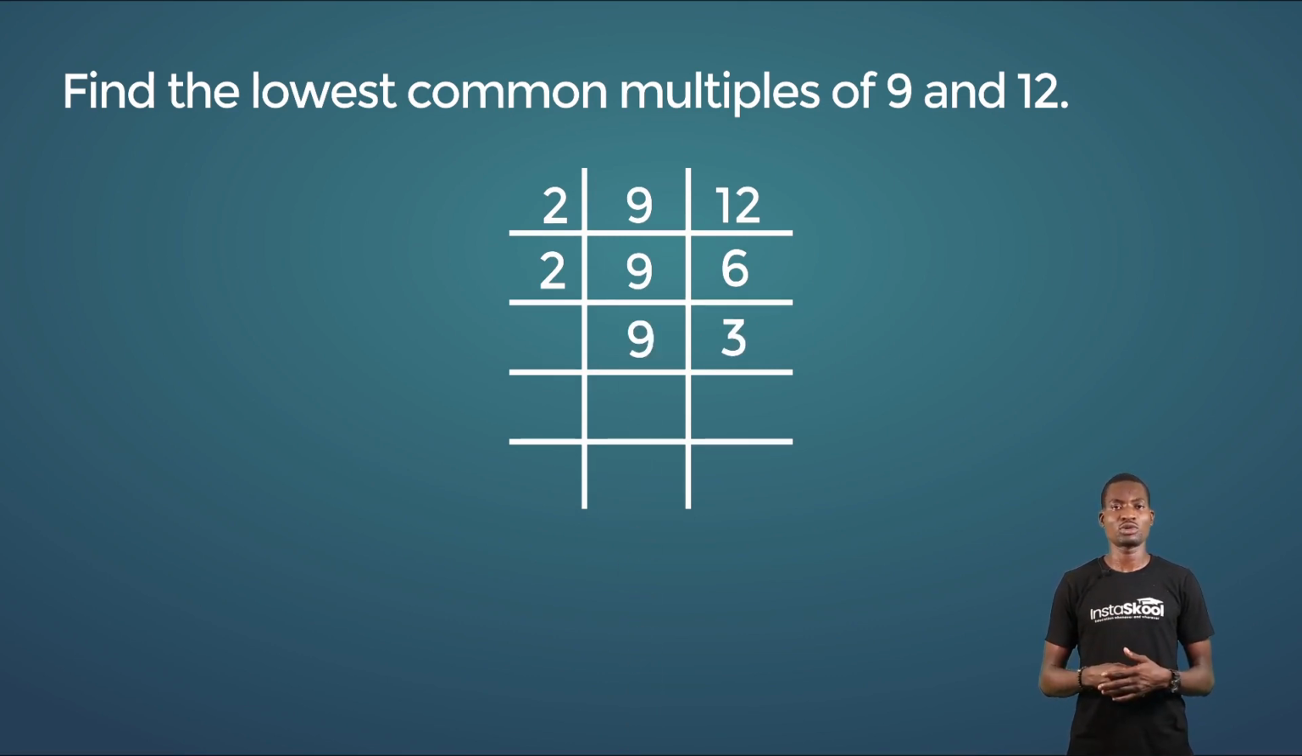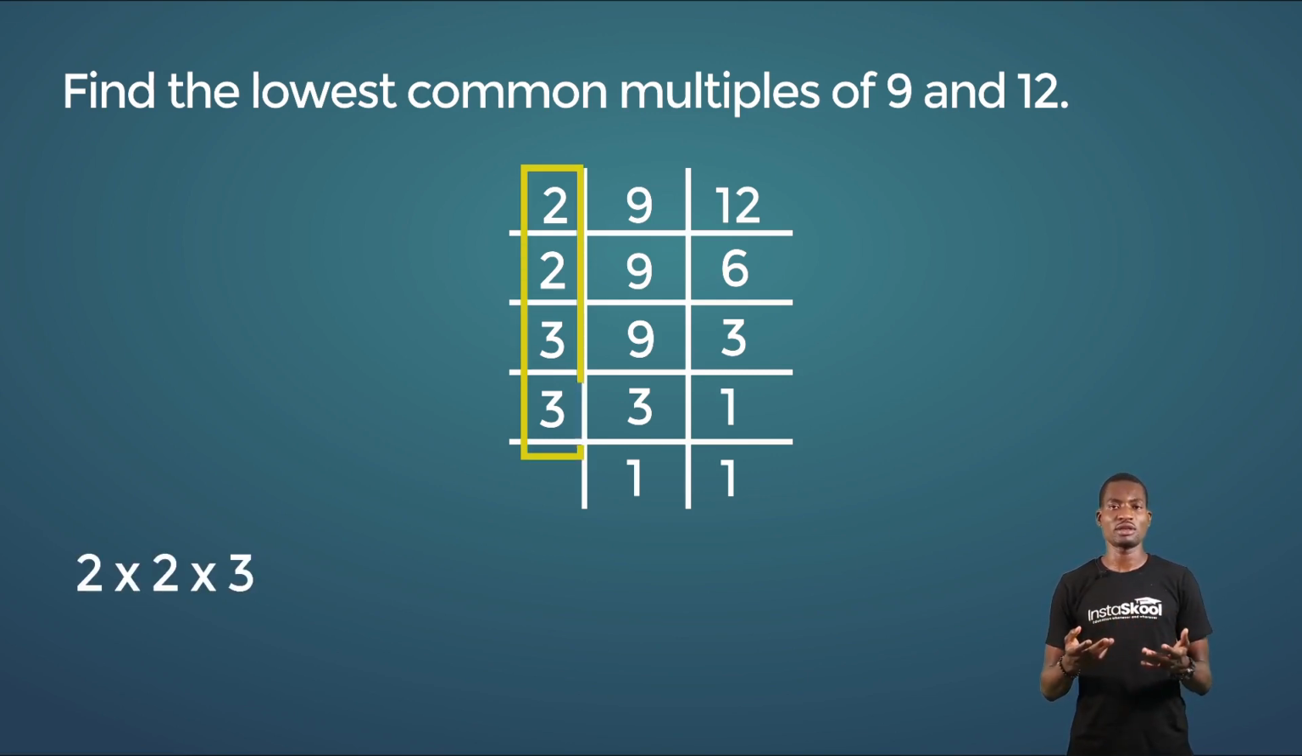2 can no longer be used because 2 cannot go into both 9 and 3 without leaving a remainder, so we use 3. 3 in 9 gives us 3, 3 in 3 gives us 1. And finally we use 3 such that 3 divided by 3 gives us 1, and 3 divided by 1 we have 1 down. So we conclude by saying the LCM of 9 and 12 is 2 multiplied by 2 multiplied by 3 multiplied by 3. That gives us 36. So the LCM of 9 and 12 using both methods arrives at 36.